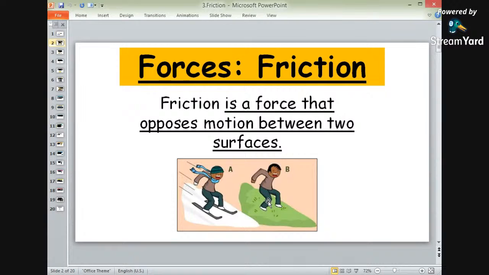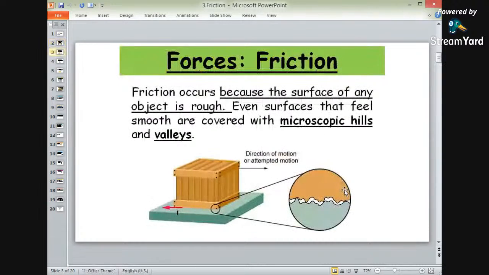Friction is a force that opposes motion between two surfaces. These are the two simple examples of friction. Again, frictional force occurs when the surface of an object is rough. When there is a rough surface, friction occurs. If the surface is smooth, there is little friction. Depending upon the surface, the frictional force or the coefficient of friction will be different.